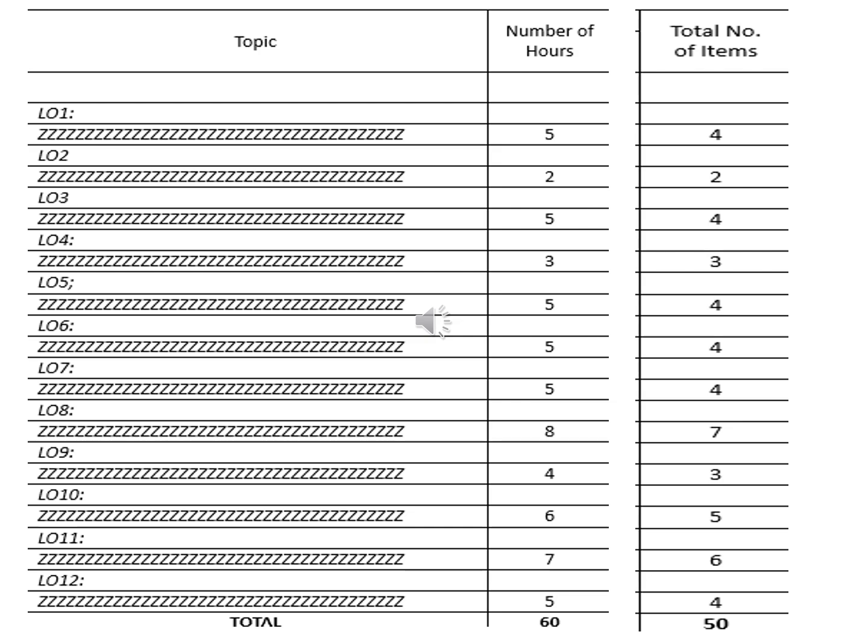So you have 4. So in other words, the number of items that must be allocated for learning outcome number 1 must be 4.